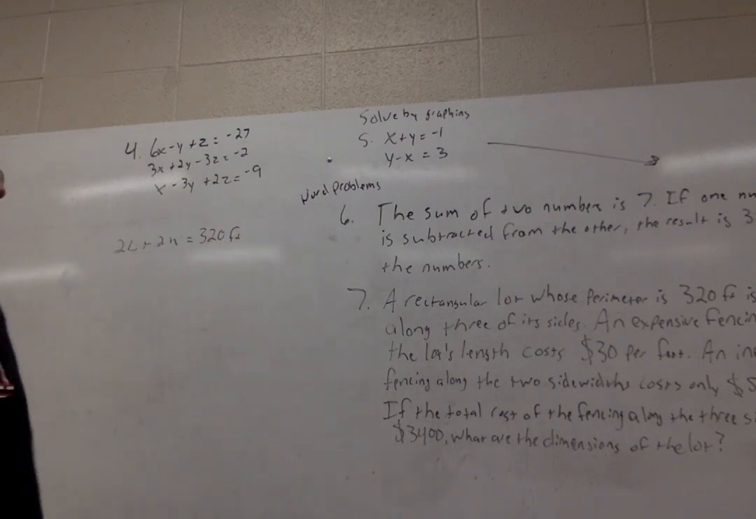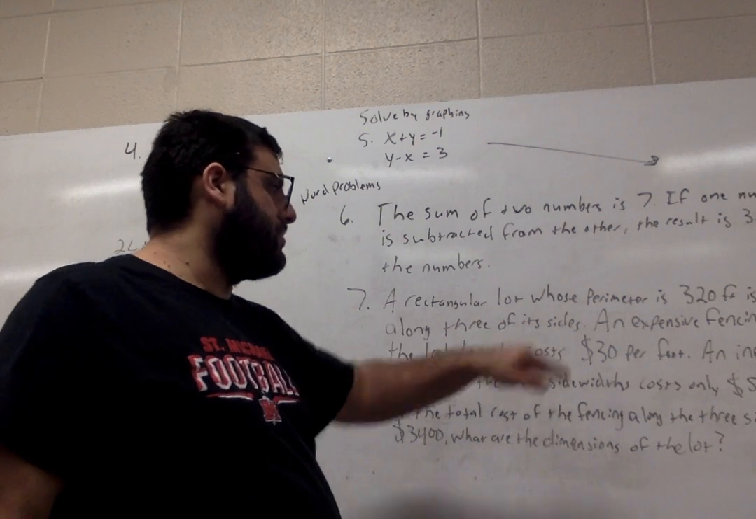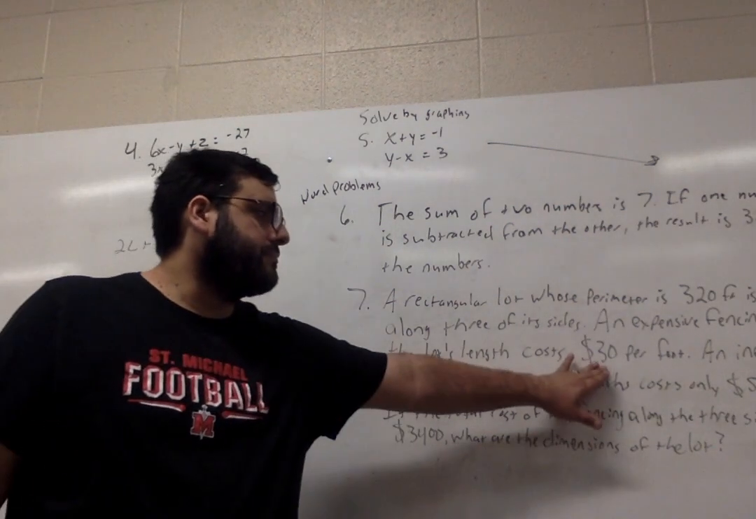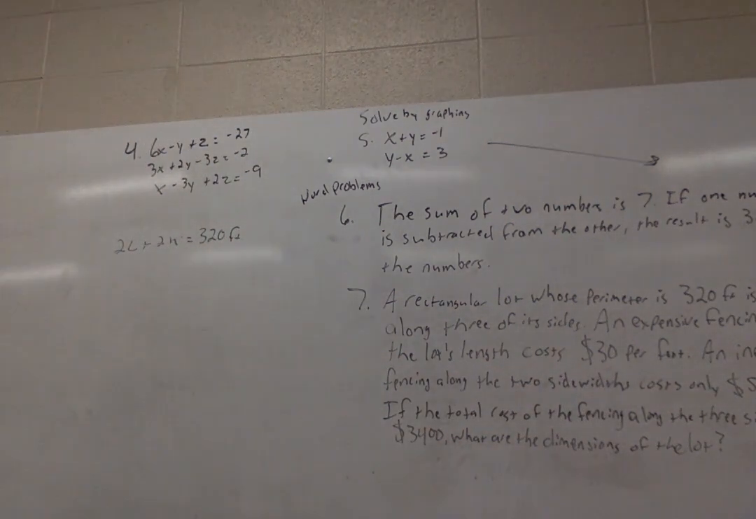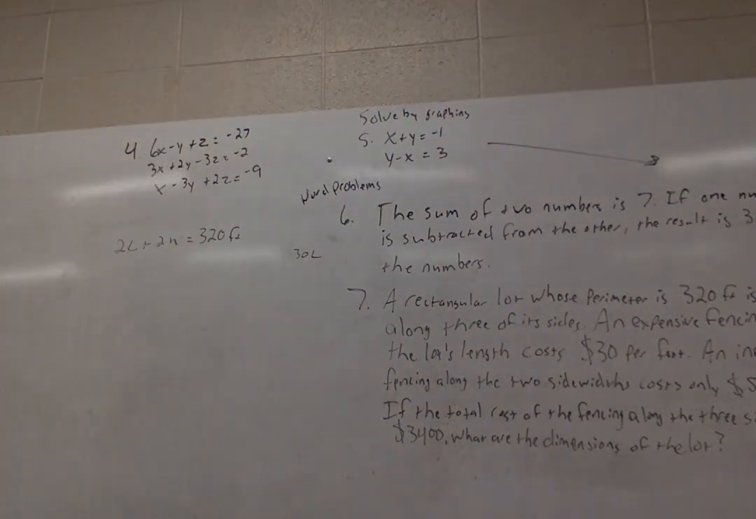Okay, so now we have an inexpensive fencing along the lot's length that costs $30 per foot. So the length of the fencing times 30 is the cost of the fencing for the length, right? So that can be represented by 30 times the length. But when we talk about the width, the inexpensive fencing along the 2 side widths costs only $5 per foot.